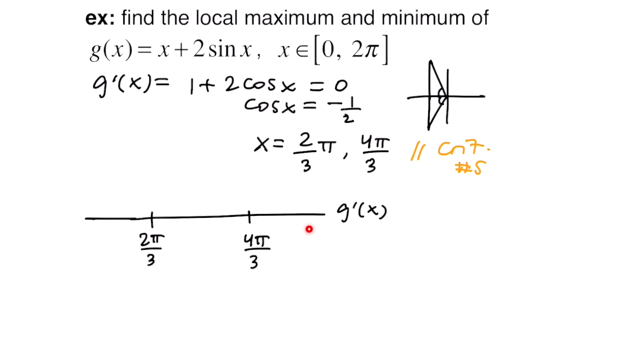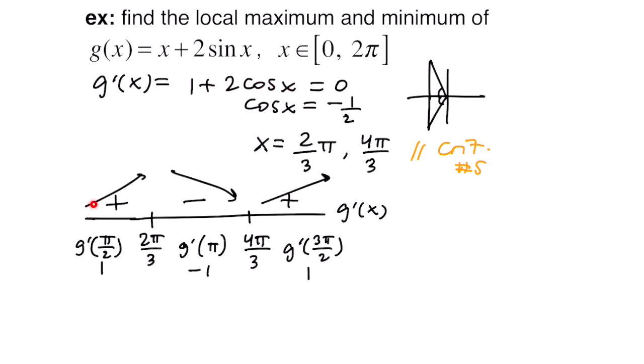So now we're going to make our sign chart for g prime. We have 2/3 pi and 4/3 pi, and we're going to check values in between them to test for positive and negative of g prime. Just a reminder, I chose pi over 2, pi, and 3 pi over 2. We're plugging those values in for g prime. When you plug in pi over 2 right here, cosine of pi over 2 is 0, so you just get 1. When you plug in pi, cosine of pi is negative 1, so this makes negative 2 plus 1, which is negative 1. And 3 halves pi, when you plug that in right here, you get 0, so you just get positive 1.